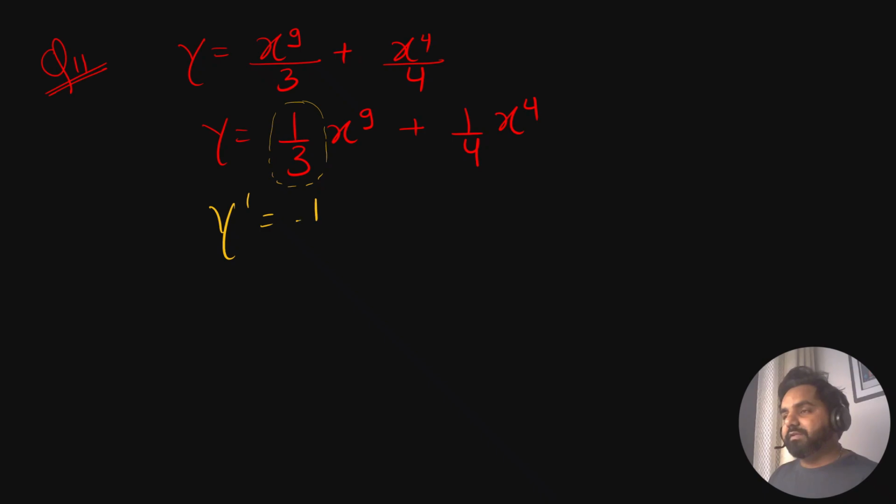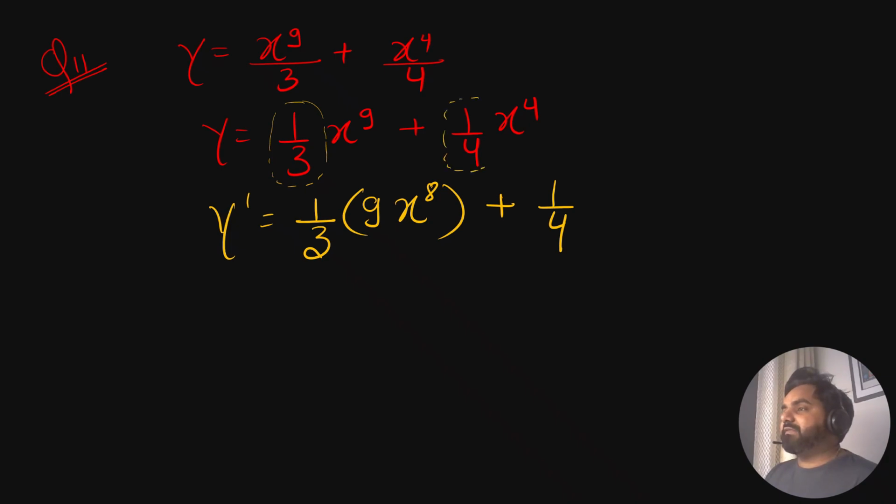Now if you want to write the differentiation of this, you don't have to do anything with this 1 over 3. So it will be copied as it is, and the differentiation of x to the power 9 is 9x to the power 8, and then you have 1 over 4, as you don't have to do anything with this 1 over 4, and the differentiation of x to the power 4 will become 4x to the power 3.